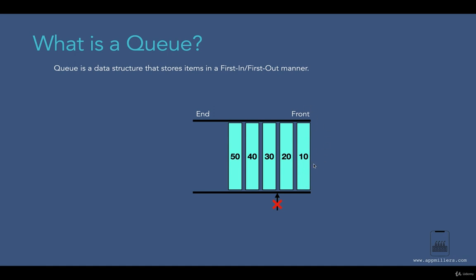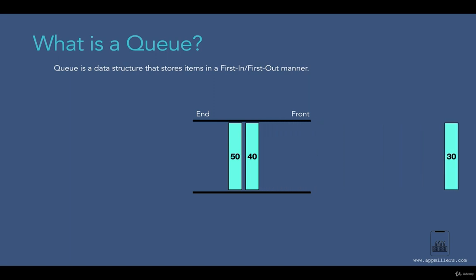Now 10 came first, so that's why it has to be removed first from the queue. Then comes 20, so 20 will be removed, then 30, 40 and 50, until we reach the end of this queue. So this means that the first element that comes is served first and the last element that comes will be served last. Hopefully you have understood the concept of queue with this real life example.